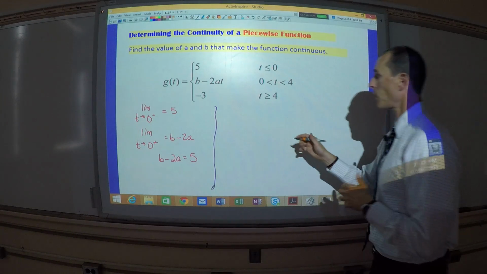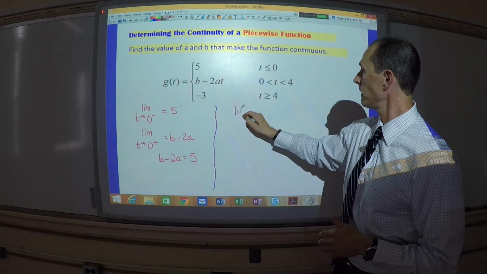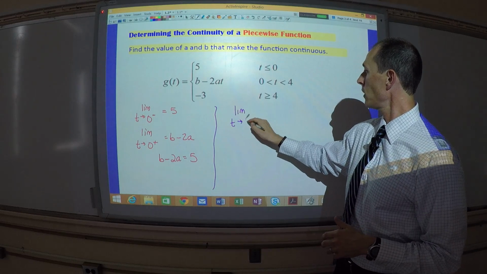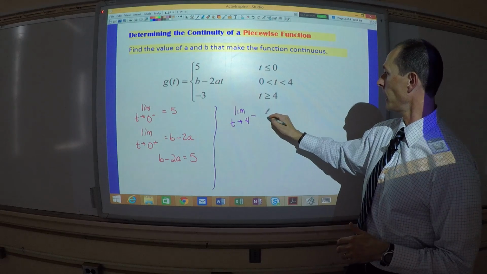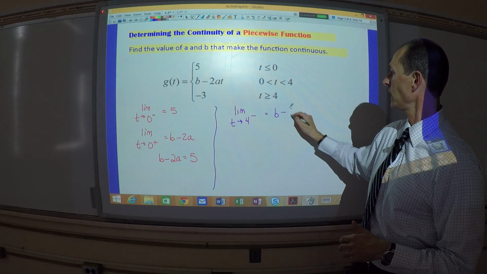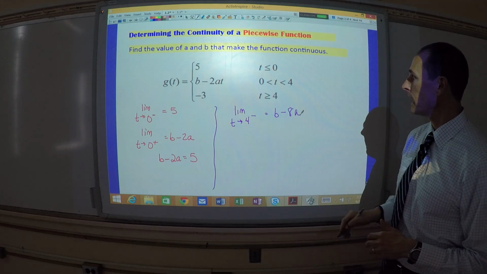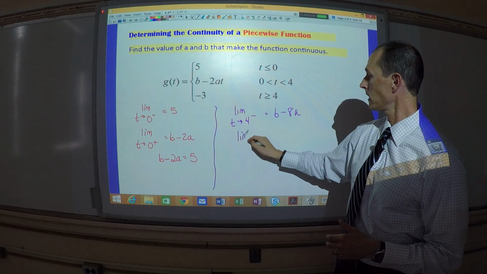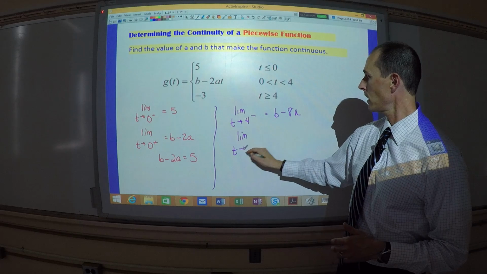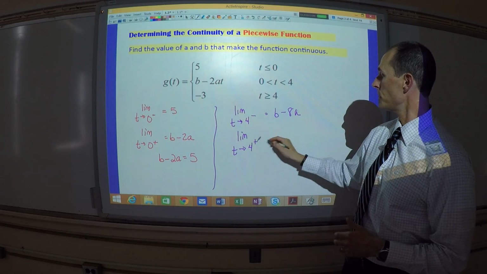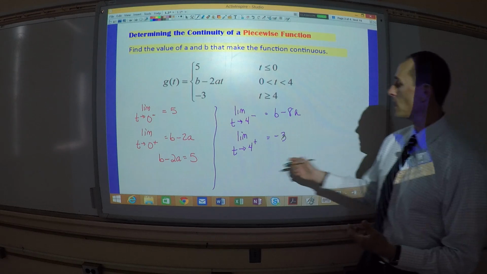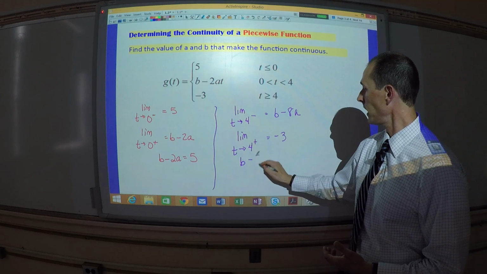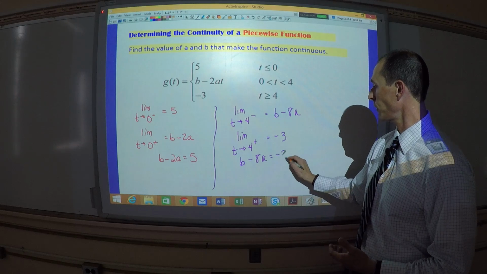So let's take a look at what's going on here. The limit as t approaches 4 from the left, well, I plug a 4 in here, and I would get b minus 8a. And then the limit as t approaches 4 from the right would just simply be negative 3. So what do we learn? These two things have to be equal to each other. So b minus 8a must equal negative 3.